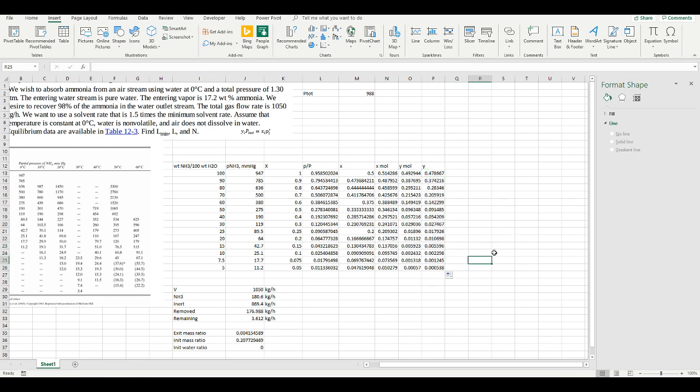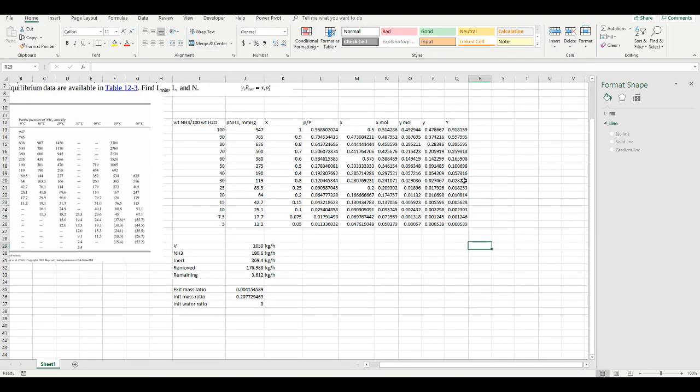So once again, we extend that to the entire range, and we convert this into a mass fraction, which is denoted with a capital Y. So this is equal to this divided by 1 minus the same value, and then we have our result.